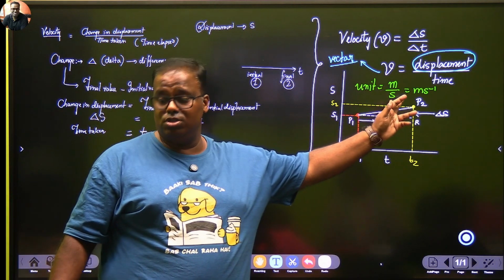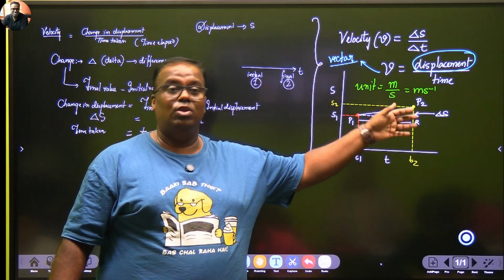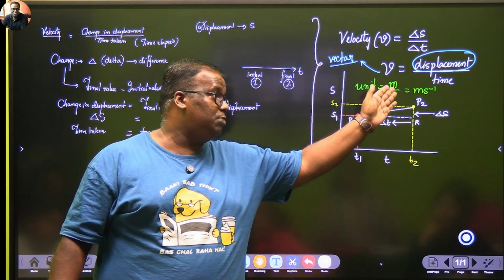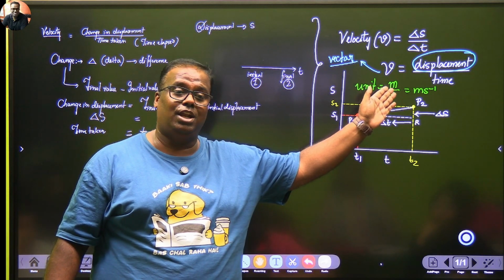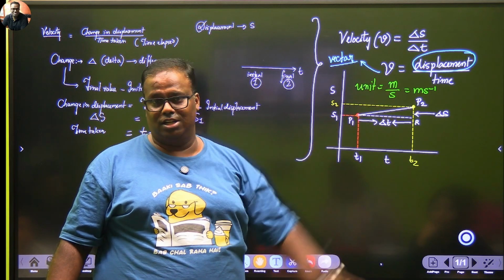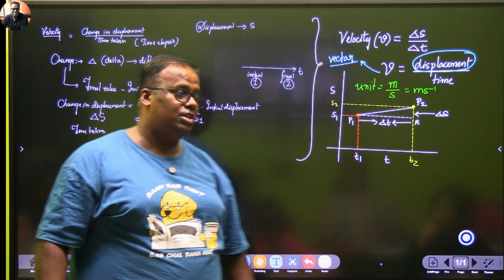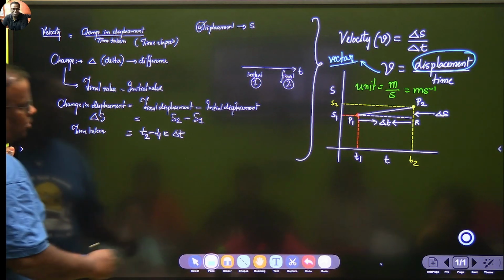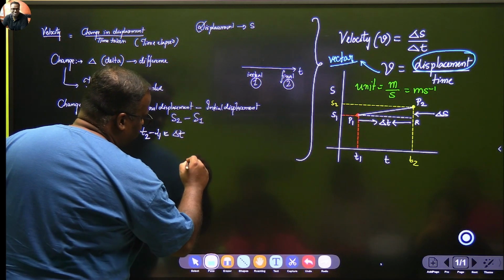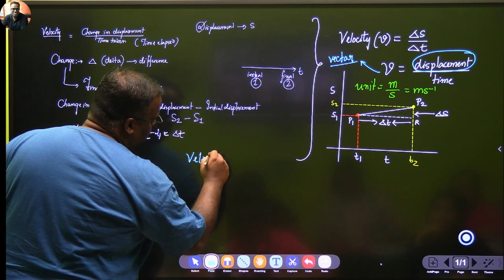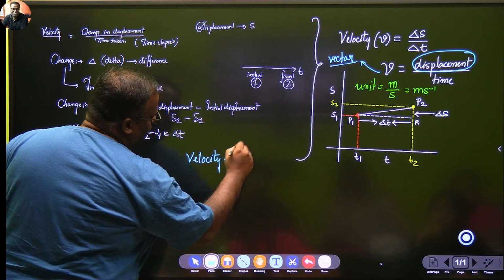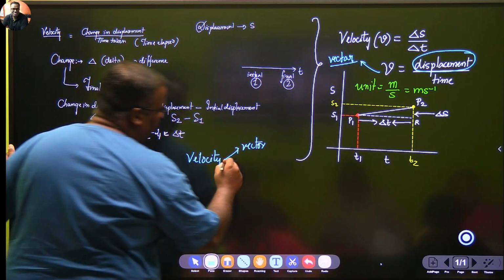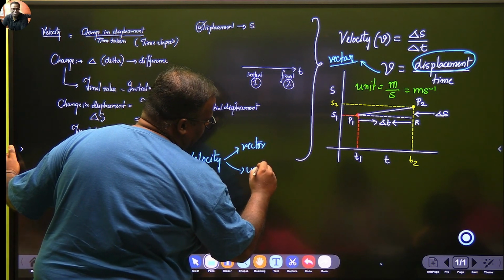Speed's unit was also distance upon time. Velocity's unit is also, sorry, speed's unit was meter per second. Velocity is also meter per second. But velocity is a vector. Are you understanding? ठीक है? तो आइए यहां पे थोड़ा सा और लिखते हैं. Velocity is what? A vector quantity. And उसका यूनिट क्या है?